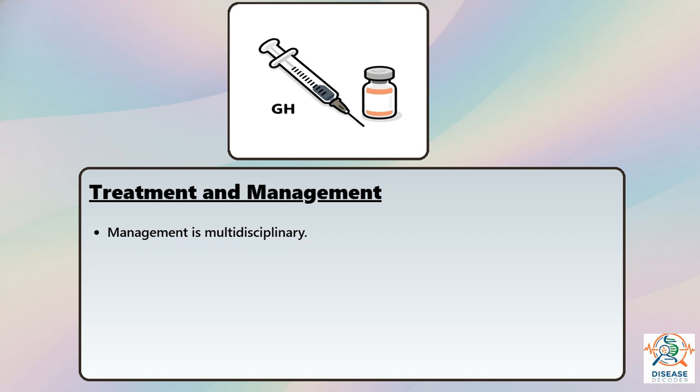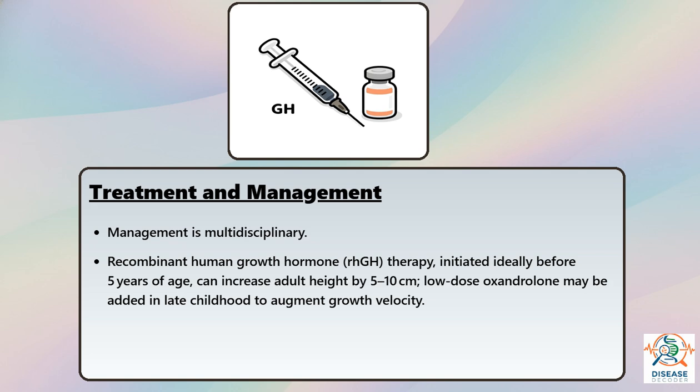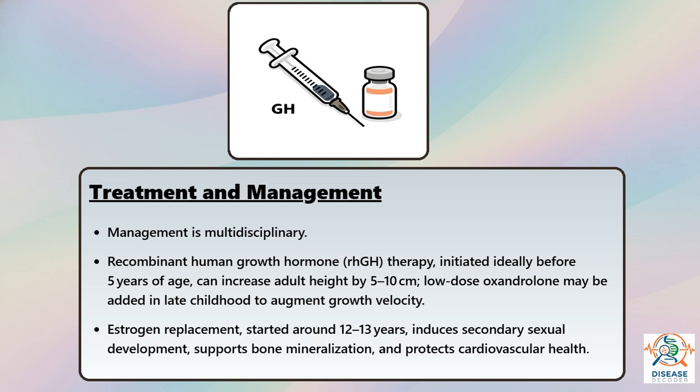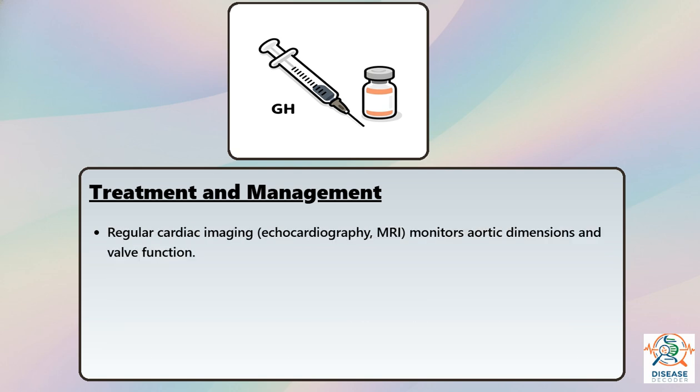Management is multidisciplinary. Recombinant human growth hormone therapy, initiated ideally before 5 years of age, can increase adult height by 5 to 10 centimeters. Low-dose oxandrolone may be added in late childhood to augment growth velocity. Estrogen replacement, started around 12 to 13 years, induces secondary sexual development, supports bone mineralization, and protects cardiovascular health. Regular cardiac imaging, echocardiography, MRI, monitors aortic dimensions and valve function. Renal ultrasound screens for structural anomalies.